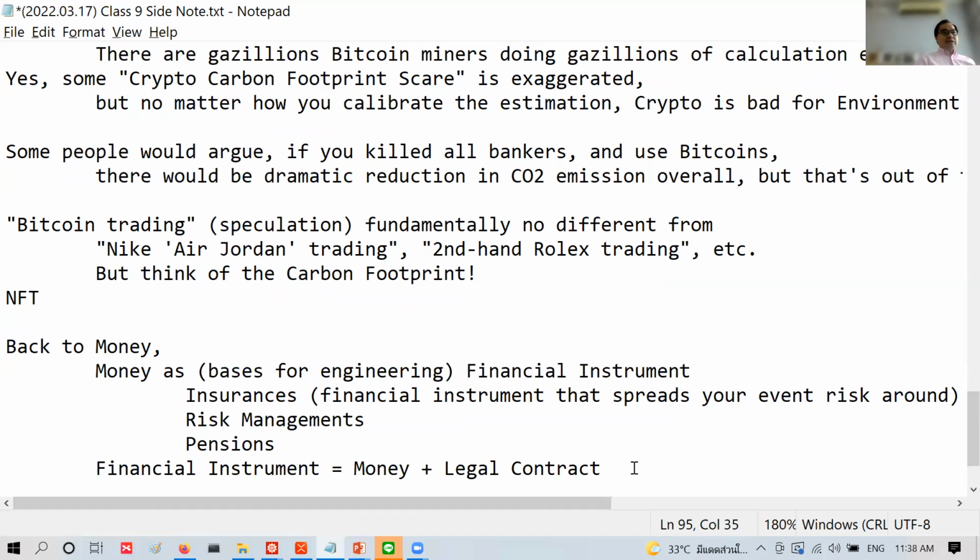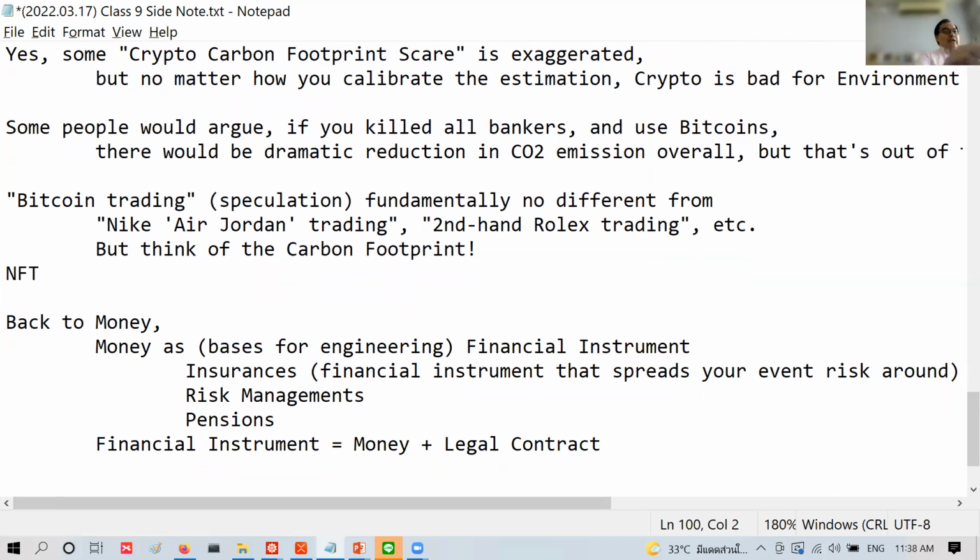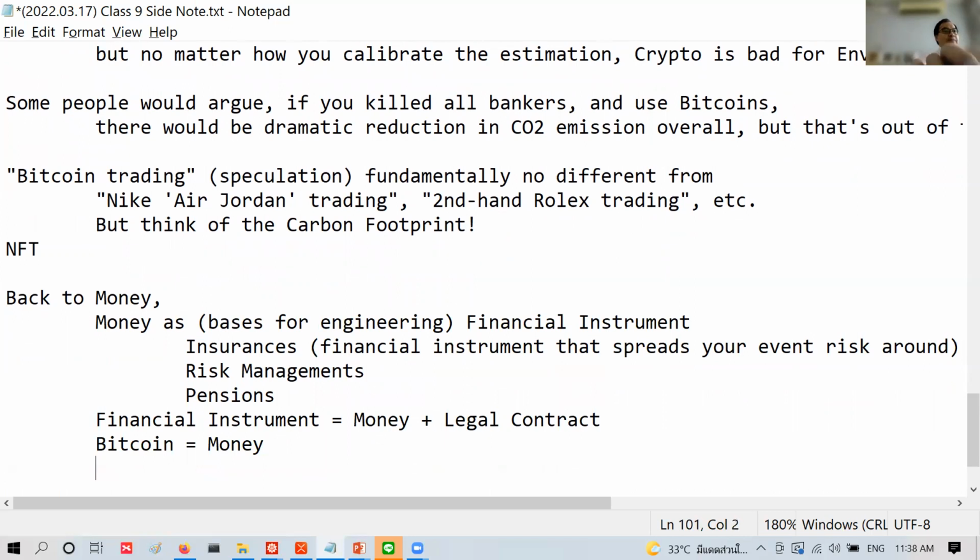Okay, so finance. Now, if Bitcoin is money, you just need Bitcoin or crypto to be a financial instrument. And by the way, I'm using it generically now, right? Bitcoin could be Dogecoin, whatever. Bitcoin is money.